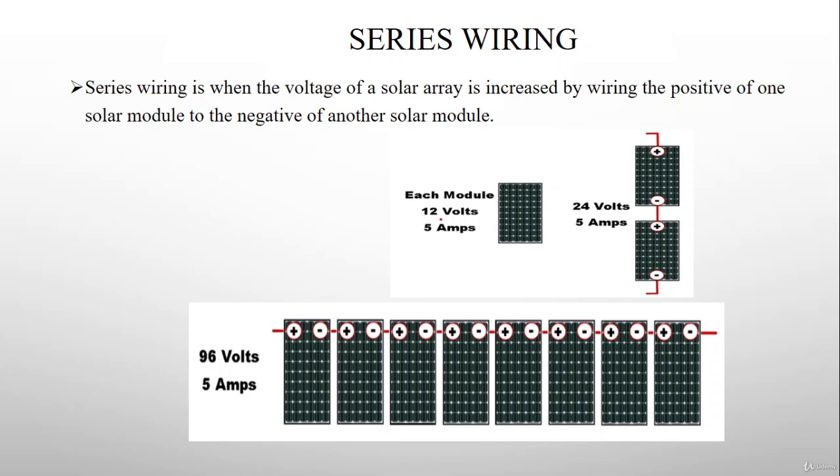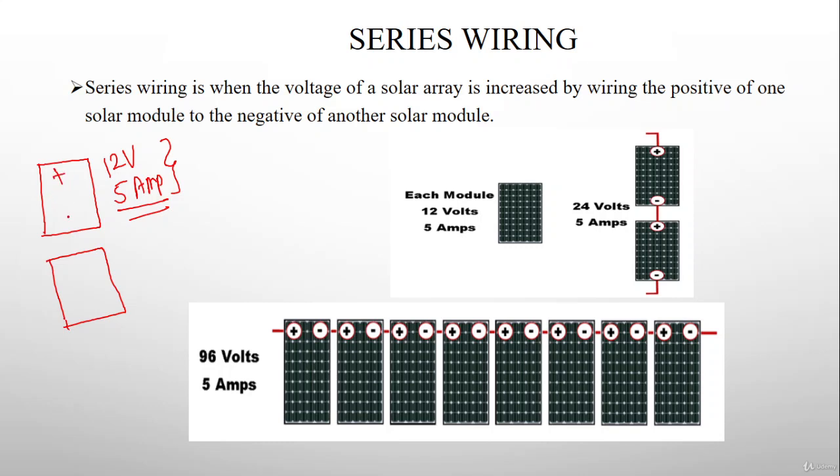Let's say we take a solar panel or solar module with a rated voltage of 12 volt and a current of 5 ampere. This is the rating of the corresponding solar panel we have selected. If two solar panels are connected in series combination, the negative of the first panel is connected to the positive with the help of a wire, with the help of MC4 connectors. Whenever we join the panels in series combination, our voltage increases.